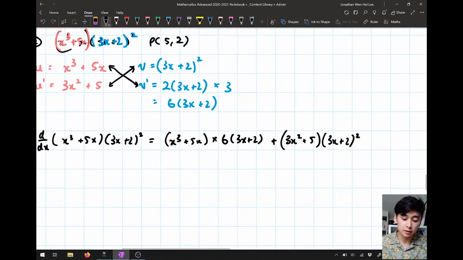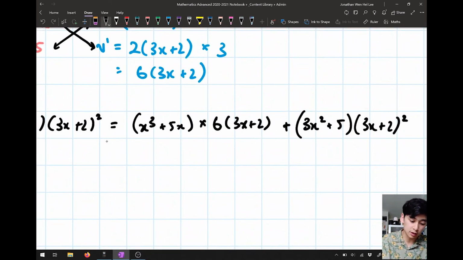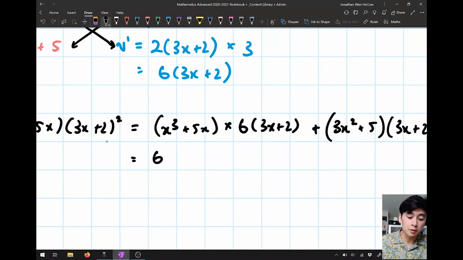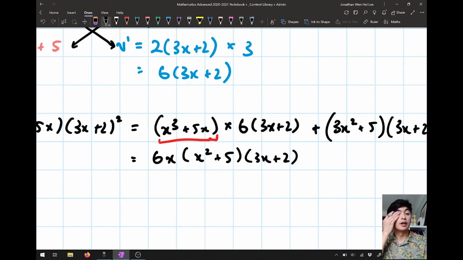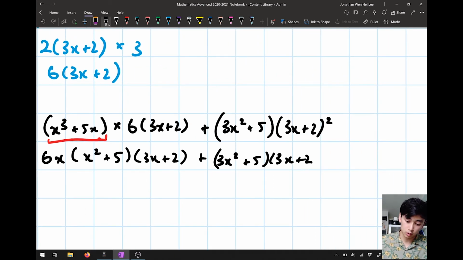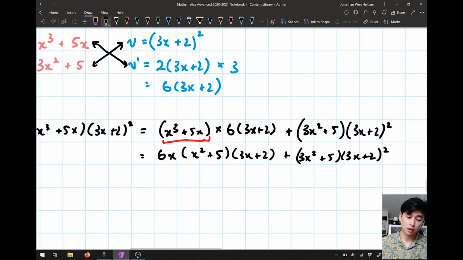Okay, I'm going to simplify this a bit and write these with the terms in the right spots. So here, for the first one, we can bring that 6 to the front. I'm going to also factorize out this first term here. So notice I've got x cubed plus 5x. I can take out an x from there. So what I'm left with is (x squared plus 5) times, I've still got this (3x + 2) from the second term. Okay, so that's my first term, plus (3x squared plus 5) times (3x + 2) squared.